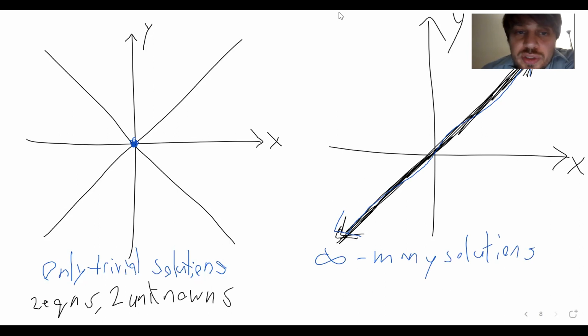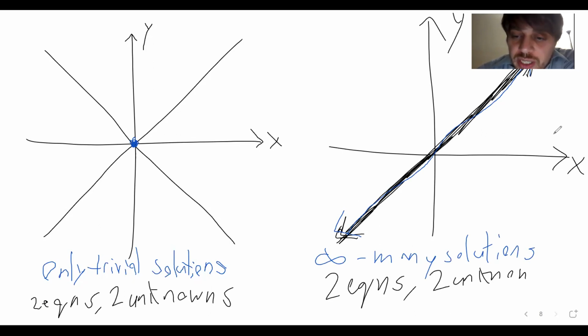And again, this is still for two linear equations and two unknowns. Each equation would be represented by a line through the origin, and in order to have infinitely many solutions, it would have to be the exact same line.